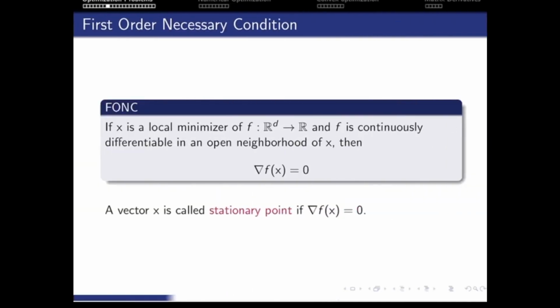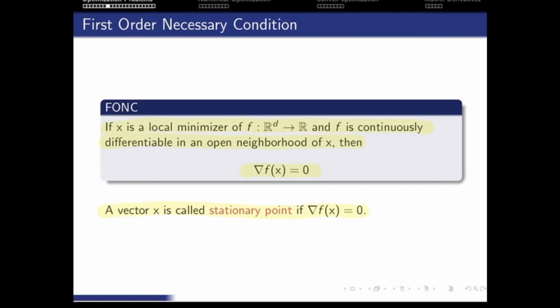Now, what we have done in the one-dimensional case can be generalized to the higher dimensional case, and the first order necessary condition and the second order necessary conditions also exist subject to gradients. So the first order necessary condition for higher dimensional functions looks like stated here. If we have a local minimizer x of our function, which maps from a d-dimensional space to the real numbers, and f is continuously differentiable in an open neighborhood of x, then the gradient is equal to 0. And a vector x is called a stationary point if the gradient is equal to 0.